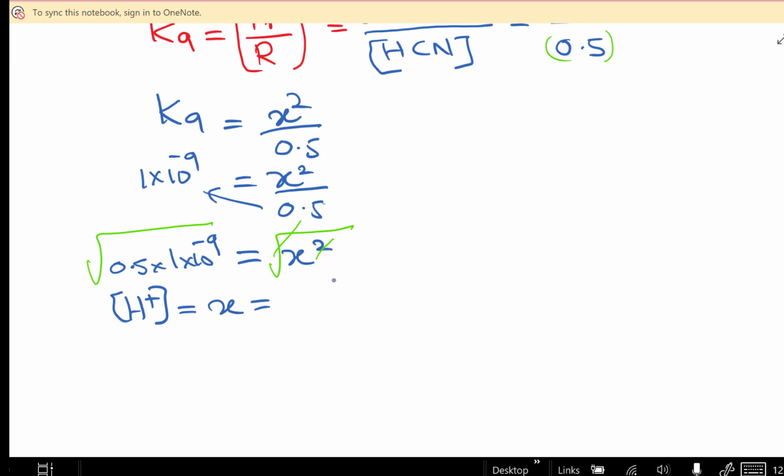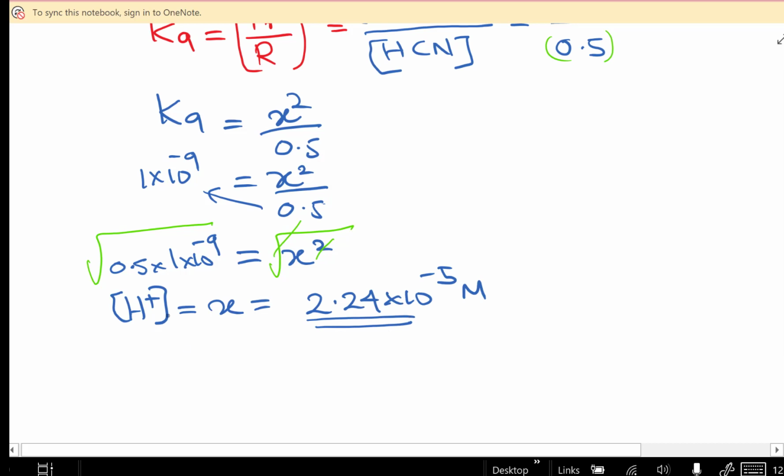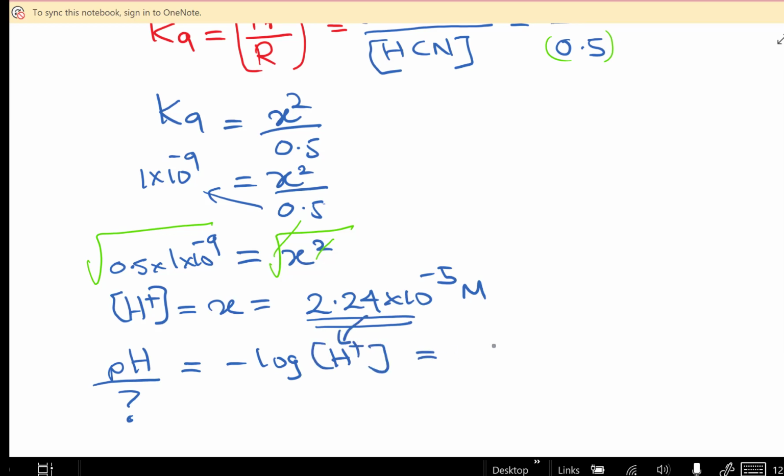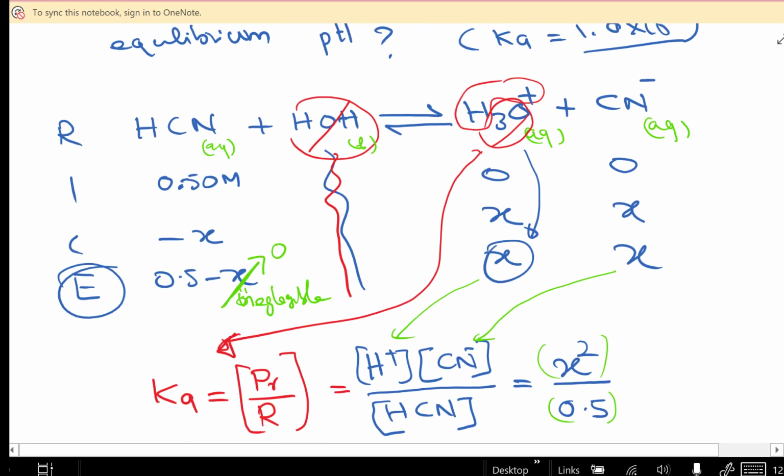Now let's get the value, root of this value, 0.5 times 1 times 10 to the minus 9. And let's get that. 2.24 times 10 to the minus 5 molar. That's the molarity of the protons, H plus. So the pH is the question, minus log H plus. Plug it in, take the minus log value in your calculator, and 4.65, that's the value. So 2 decimals here in the pH values normally.